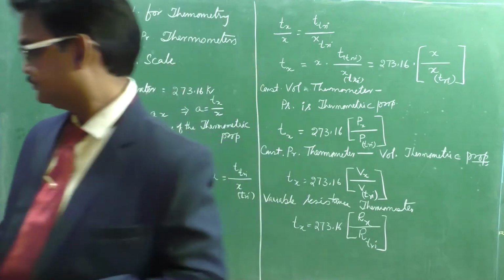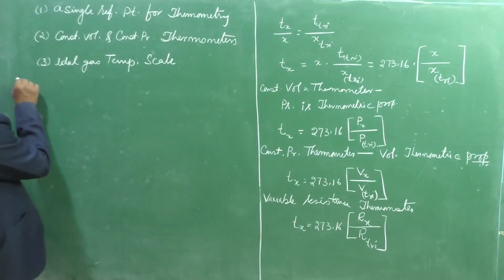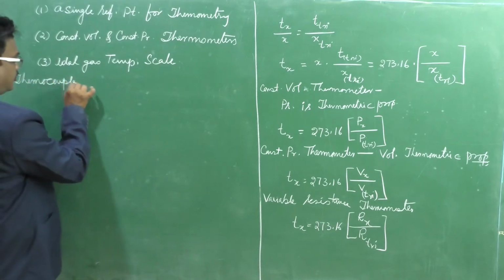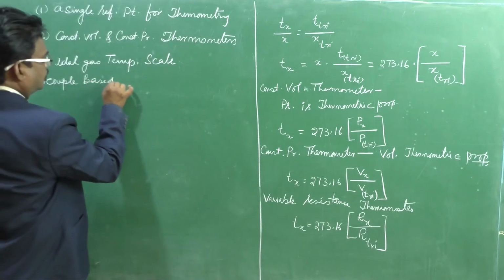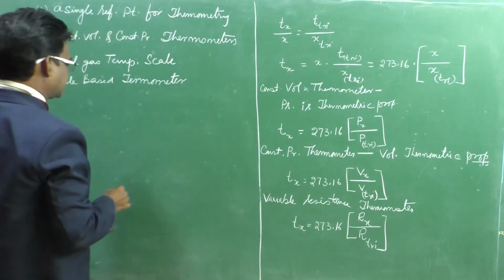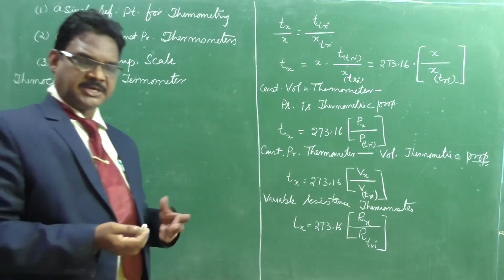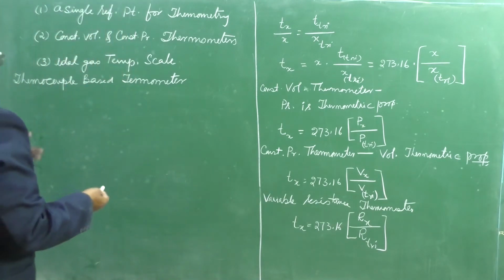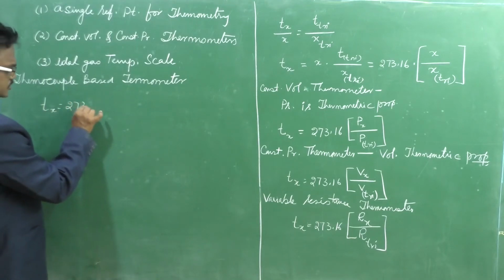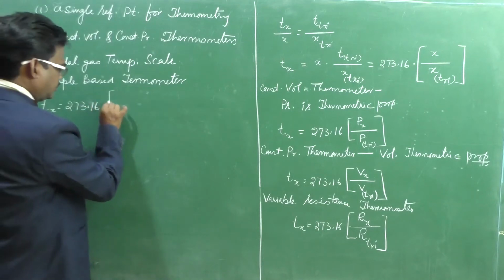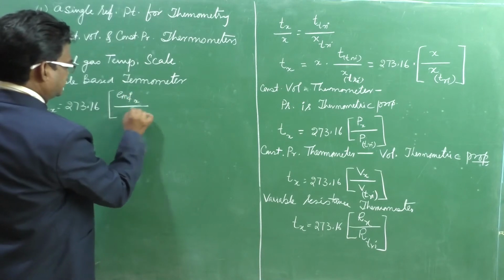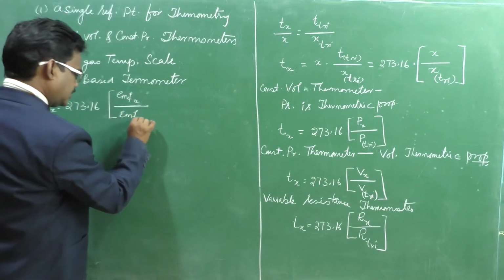I will write it. Consider the thermocouple based thermometer. In such cases, the produced EMF is the variable. At a particular temperature, the EMF will be different. Therefore Tx equal to 273.16 into EMF at x instant divided by EMF produced at the triple point.